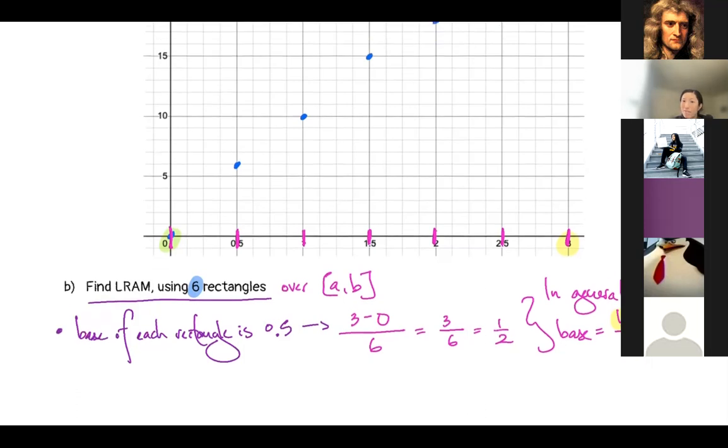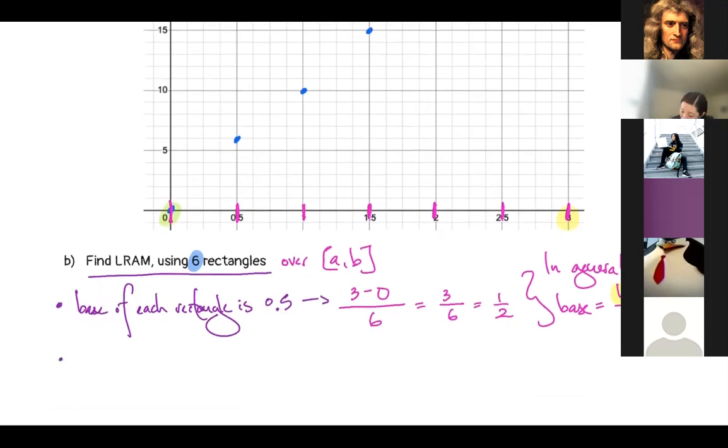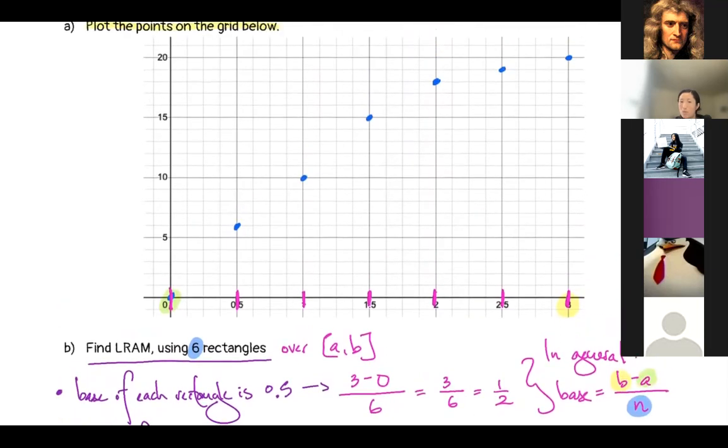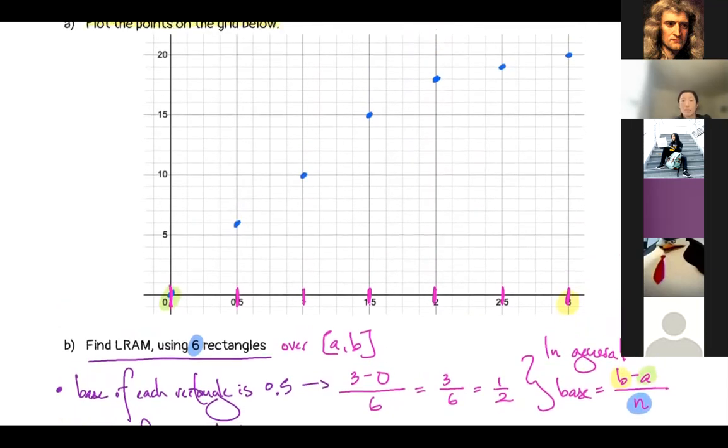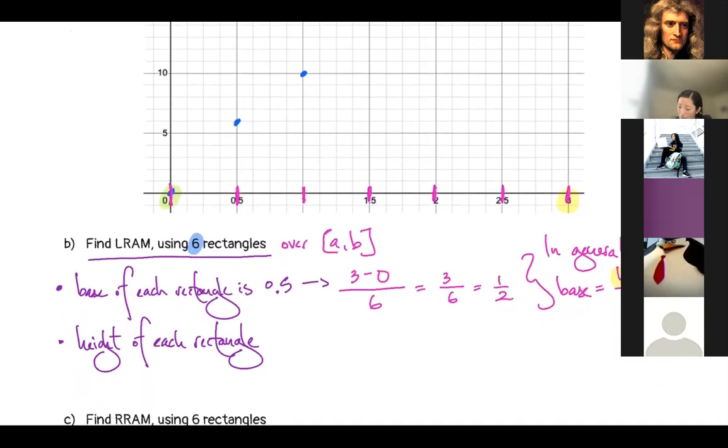Now we've got to find the height of each rectangle. I think we can tell they're all going to be different heights, right? We're going to have some taller ones up here, some shorter ones down here, and some even shorter ones down here. So the height of the rectangle changes. How do we find that?